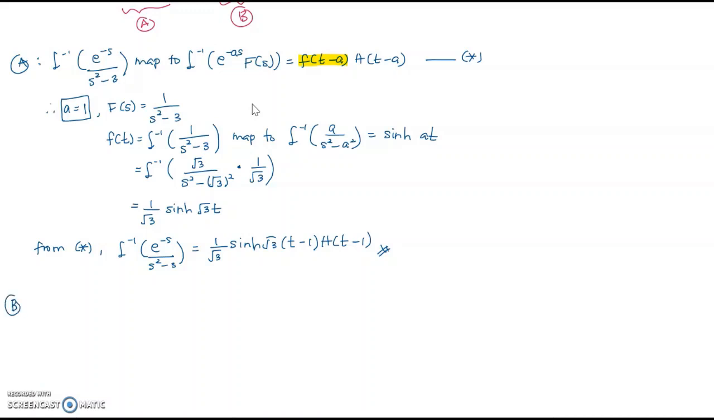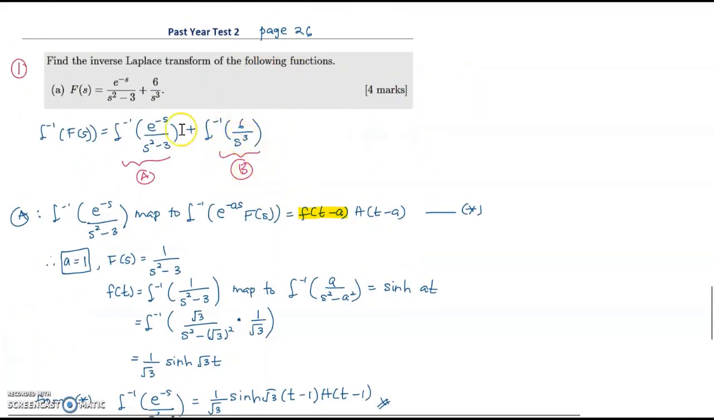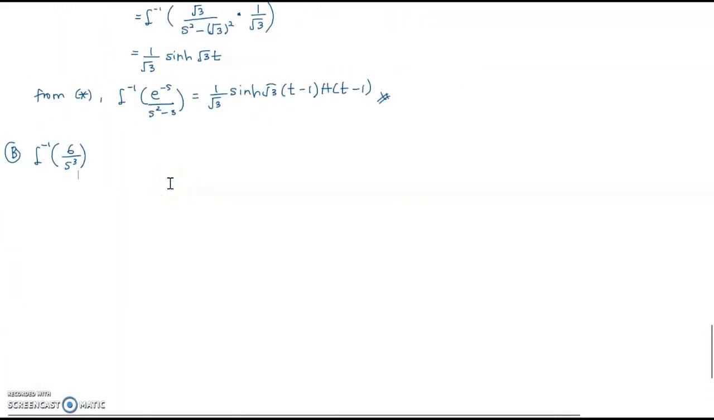So b is the inverse of 6 over s cubed. Okay, so in part B here, we need to get this one. The inverse of 6 over s cubed. Now refer to the table. The most similar expression is the one that involves t to the power of n. So we have here n factorial over s to the n plus 1.